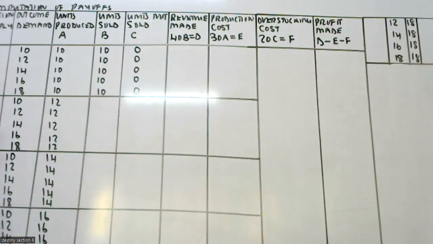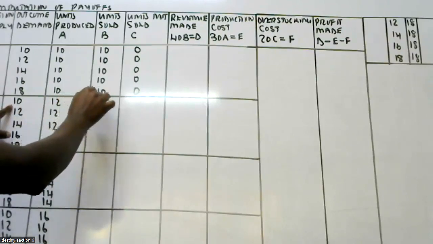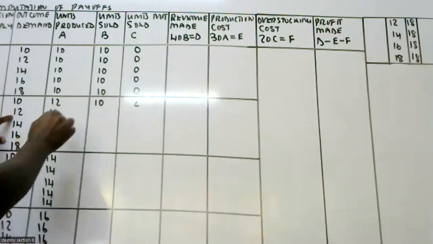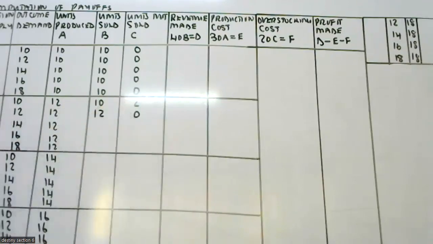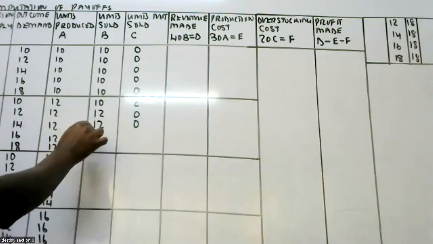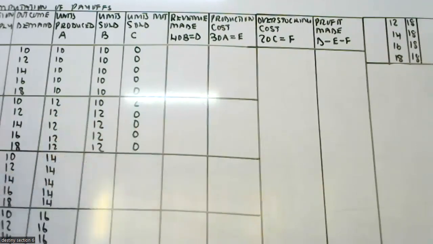Here, we have produced 12, but demand is what? 10. So we sell 10, how many remain? 2. Demand, when it comes to 12, we sell 12, how many remain? 0. So here we sell 12, nothing remains. 12, nothing remains.